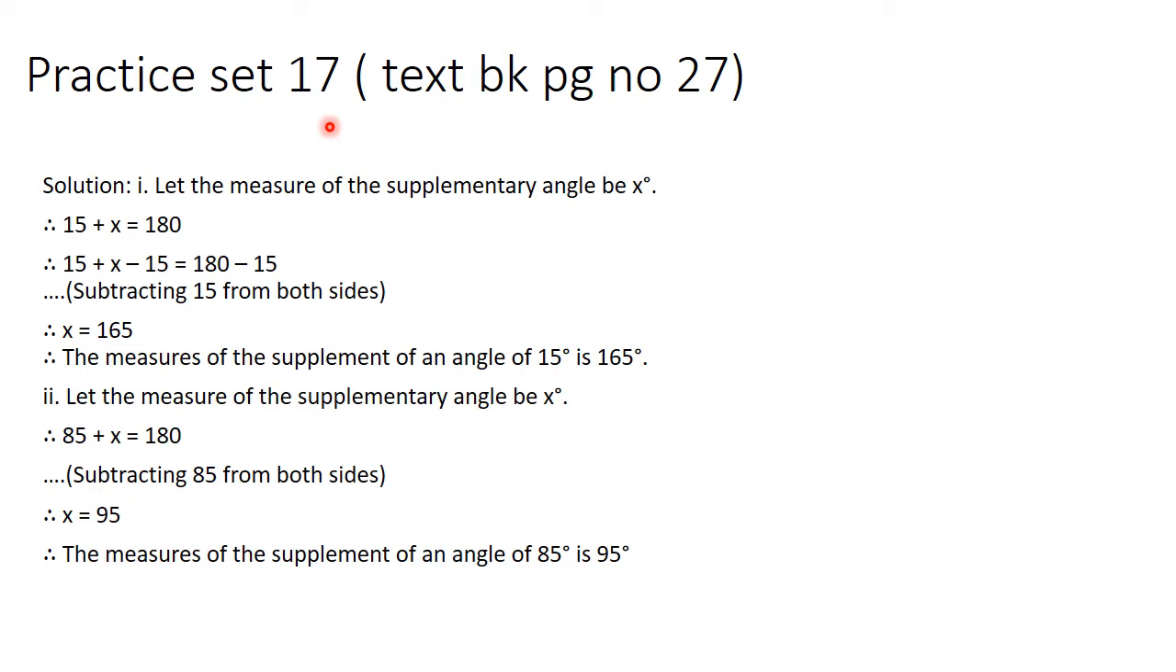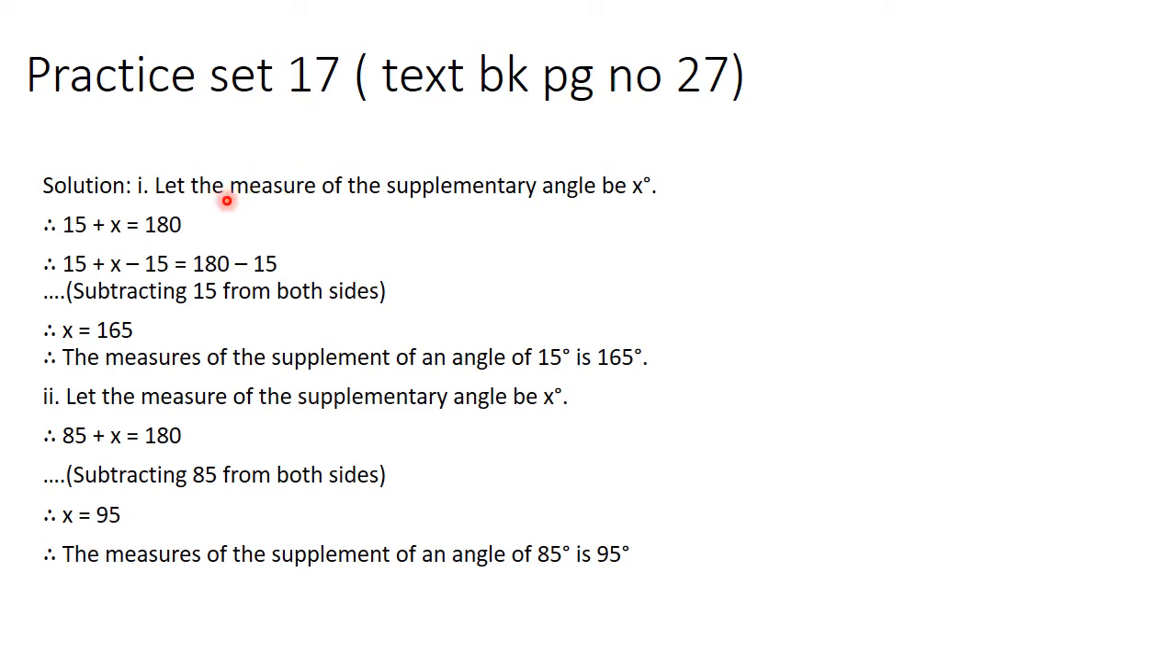Now today we'll study set 17 and we'll solve the sums based on the supplementary angle. What is the sum of the measures of supplementary angles? 180 degrees. So keeping that concept, we'll solve the sums. If the measure of one angle is given, you have to find the supplement of the other angle: just subtract, 180 minus the given angle, and you will get the required answer.